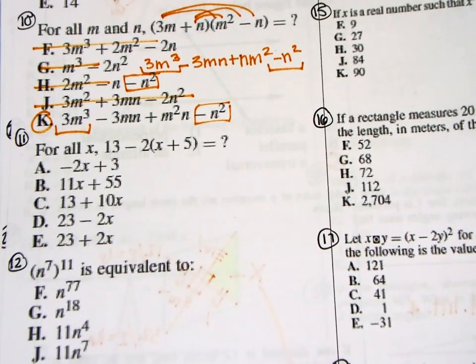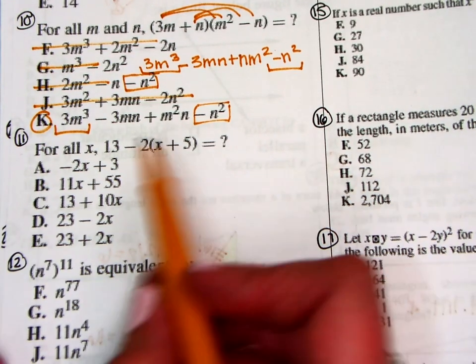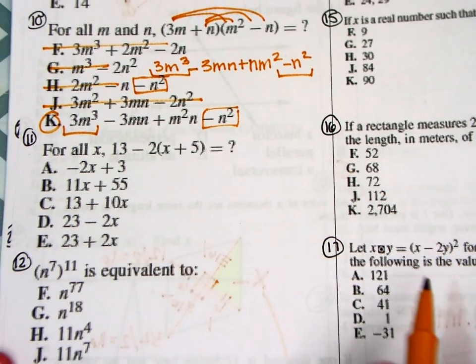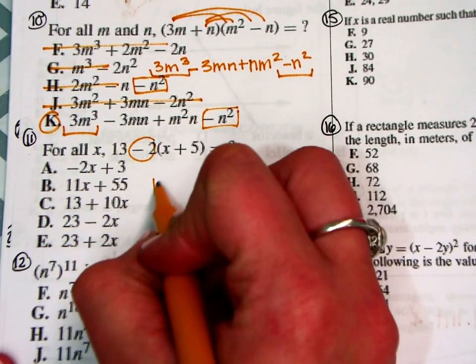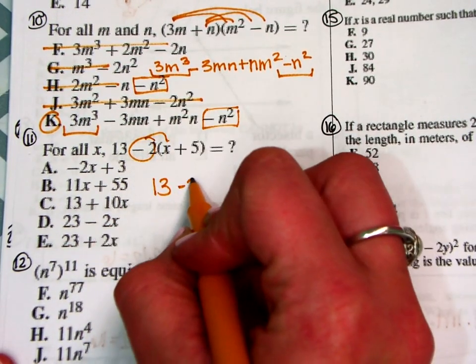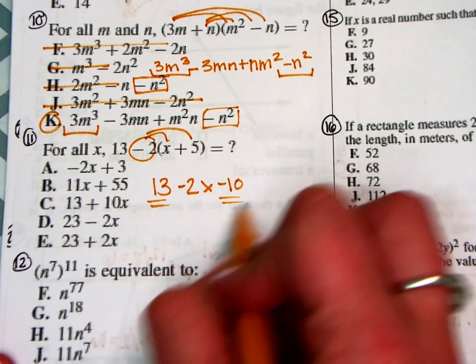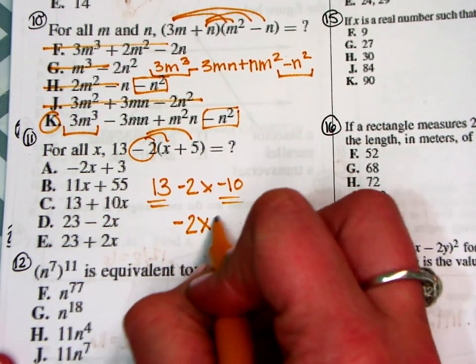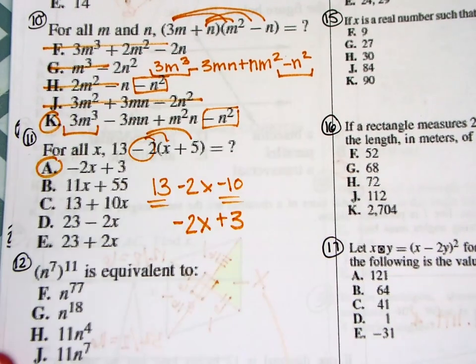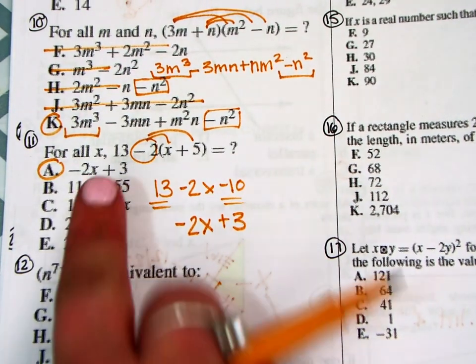11, basically all we're doing here is solving for x, like we're just simplifying here. So notice how our answer has x in it. We are simplifying, so I have to distribute negative 2. So negative 2 times x is negative 2x. Negative 2 times 5 is negative 10. 13 minus 10 is 3, so I get negative 2x plus 3. Option A. Remember, the negative goes with the 2.